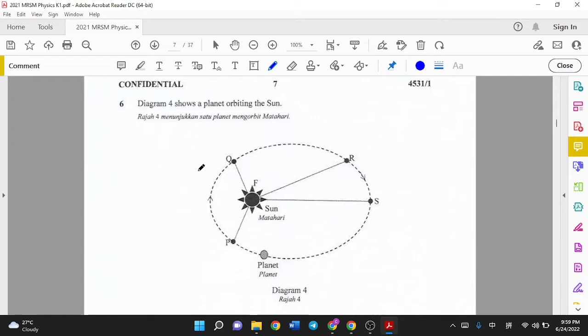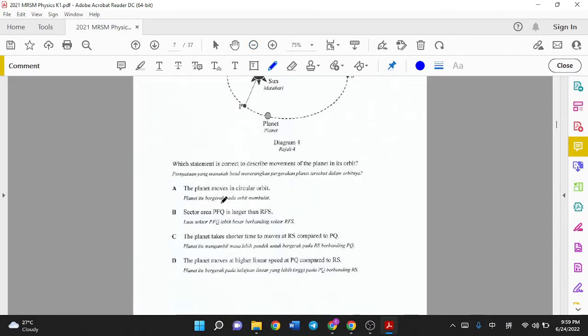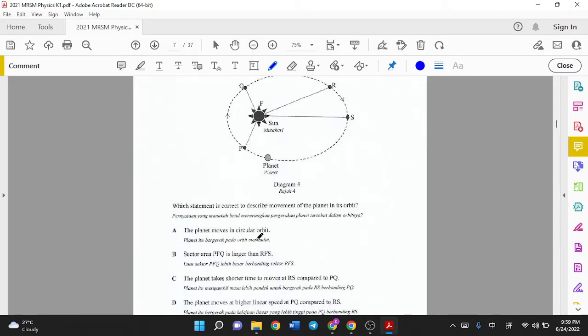Diagram 4 shows a planet orbiting the Sun. Which statement correctly describes the movement of the planet in its orbit? Okay, the planet moves in circular orbits. This is wrong, because according to Kepler's first law, the planet moves in elliptical orbits, and the Sun is located at one focus. So this is wrong because it violates Kepler's law.